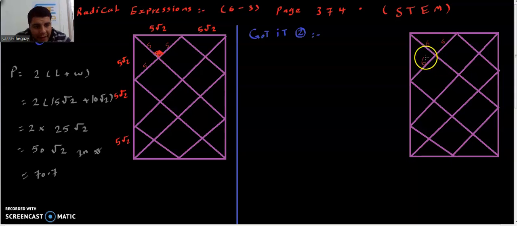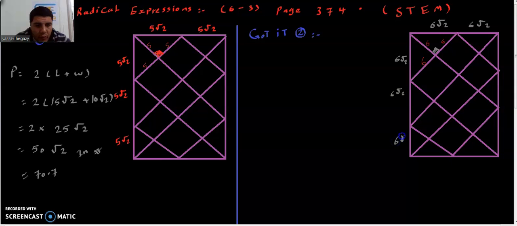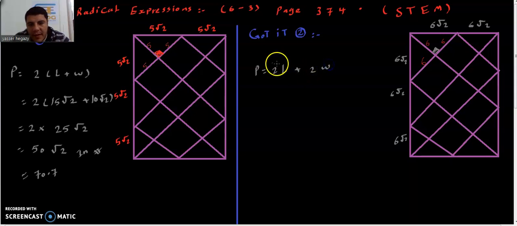In Got It number 2, we have 6, 6, 6, and the internal angle is right. Using Pythagoras the same way, it will be 6 square root of 2 for each diagonal. I need to find the perimeter, so the perimeter is equal to 2L plus 2W, the same formula. Just distribute 2. 2L, here L equals 6 plus 6 plus 6 equals 18 square root of 2.